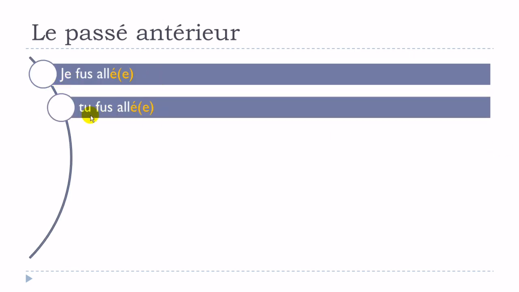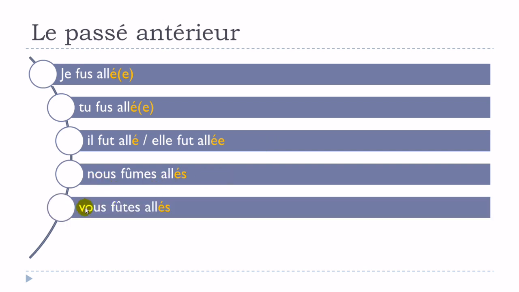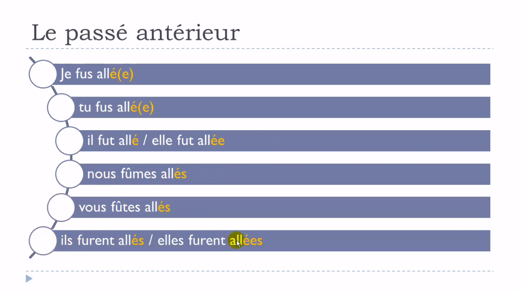Je fus allé, tu fus allé, il fut allé, elle fut allée, nous fûmes allés, vous fûtes allés, ils furent allés, elles furent allées. So I will make now the liaison because I know that some of you want me to make the liaison all the time. Je fus allé, tu fus allé, il fut allé, elle fut allée, nous fûmes allés, vous fûtes allés, ils furent allés, elles furent allées. Okay, so remember that you put e when needed for the feminine form, you put s when needed for the plural form, and then es for the feminine plural form.